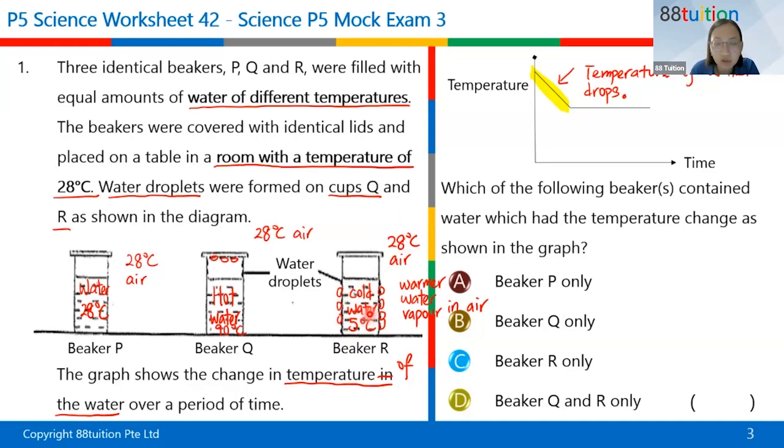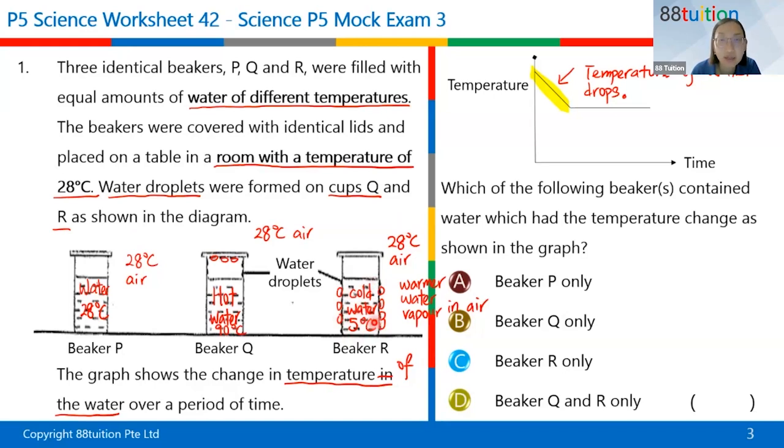So, Skylar, would you think that this cold water will gain heat or lose heat after some time? Imagine you put ice cold water on the table. What will happen to your ice cold water? Will it forever remain ice cold, or what will happen to its temperature? What will happen to the cold water temperature, Skylar?